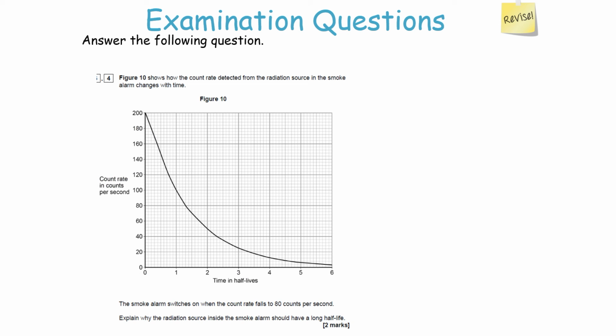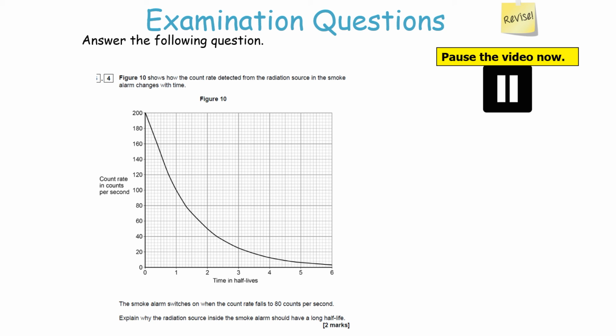Figure 10 shows how the count rate detected from the radiation source and the smoke alarm changes with time. The smoke alarm switches on when the count rate falls below 80 counts per second. Explain why the radiation source inside the smoke alarm should have a long half-life. So pause the video now, then unpause the video when you want to go through your answers.